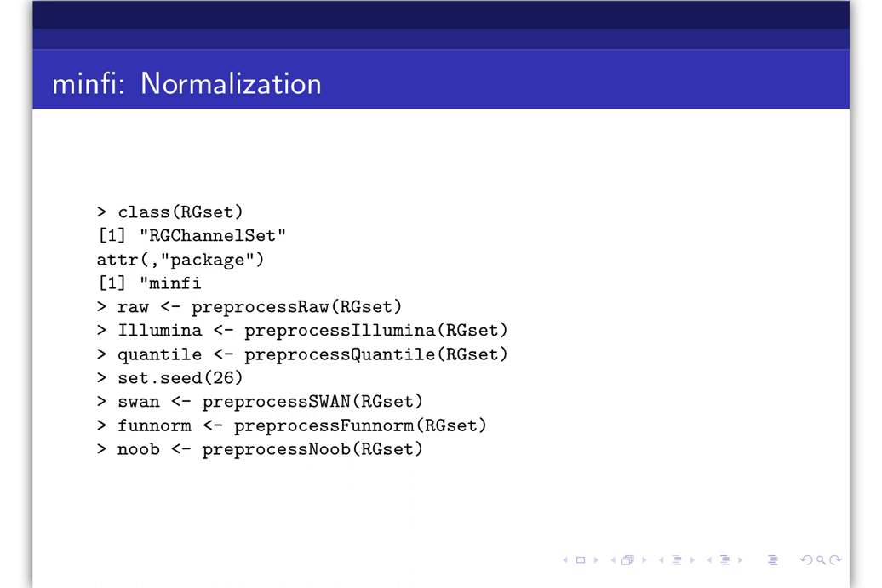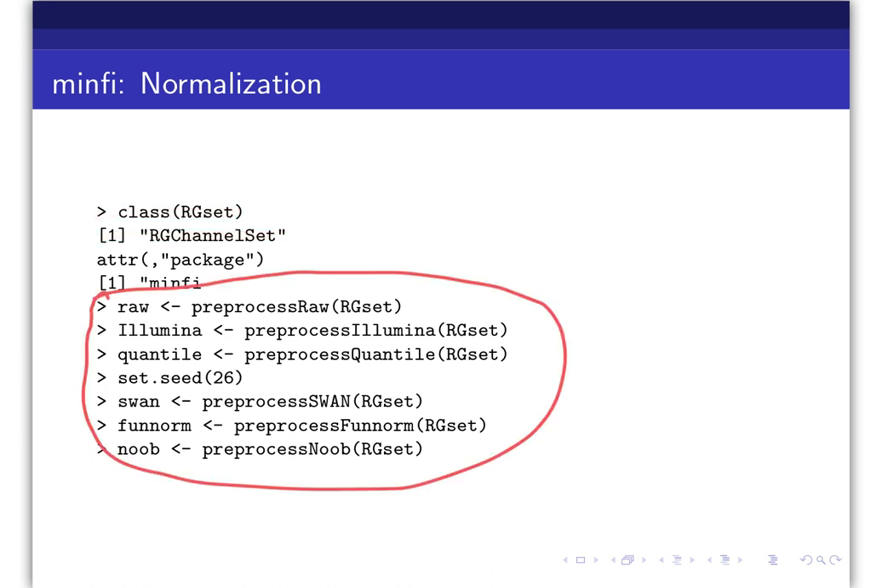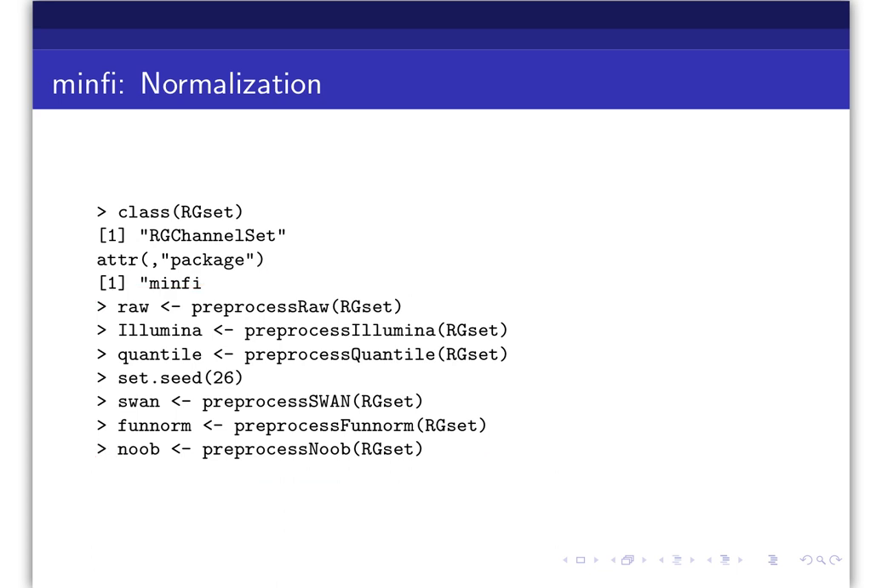Pre-processing or normalization takes as input the RG channel set and returns a methyl set. A number of pre-processing options are available. Each set of methods is implemented as a function with the name starting with preprocess, followed by the name of the method. Each method may have a number of tuning parameters.